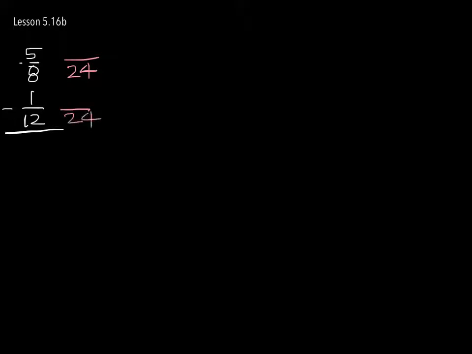24. Okay, what did I do to 8 to get to 24? Well, hopefully you realize I multiplied it by 3. Whatever I do to the bottom, I do to the top, and I'm going to get 5 times 3 is 15. Oops. Alright, now what do I do to 12 to get to 24? Well, times 2. Whatever I do to the bottom, I do to the top, and that's going to be 2. And now we're subtracting, and I can because this number is greater than this number. 15 less 2 is going to be 13, and my language is 24ths.